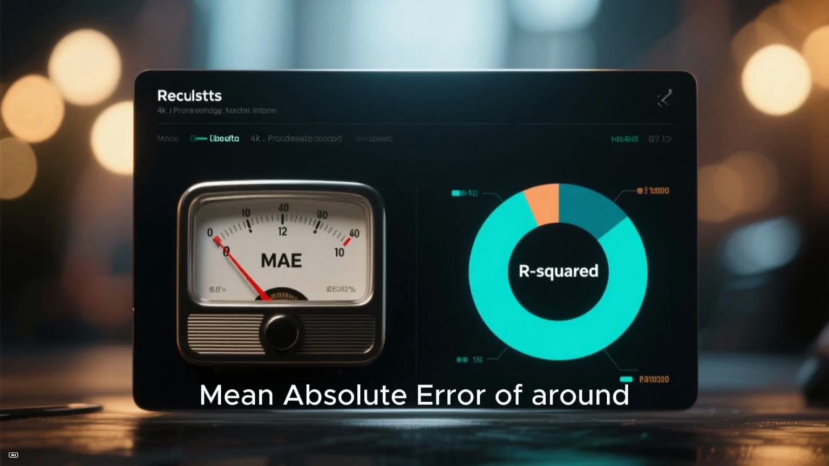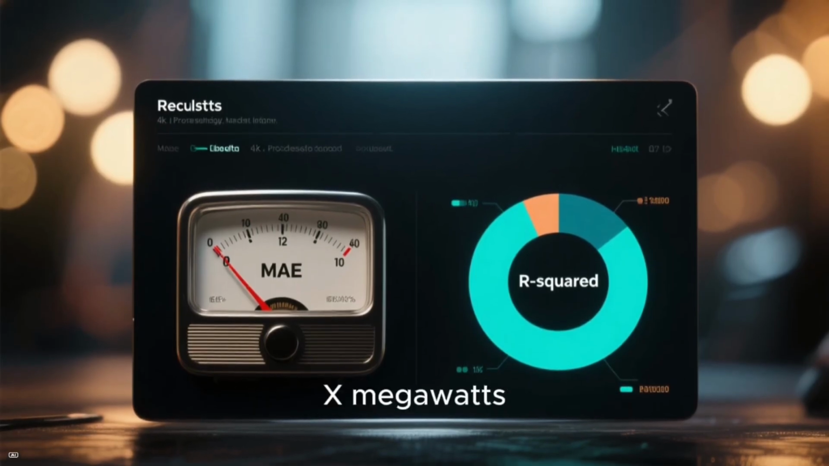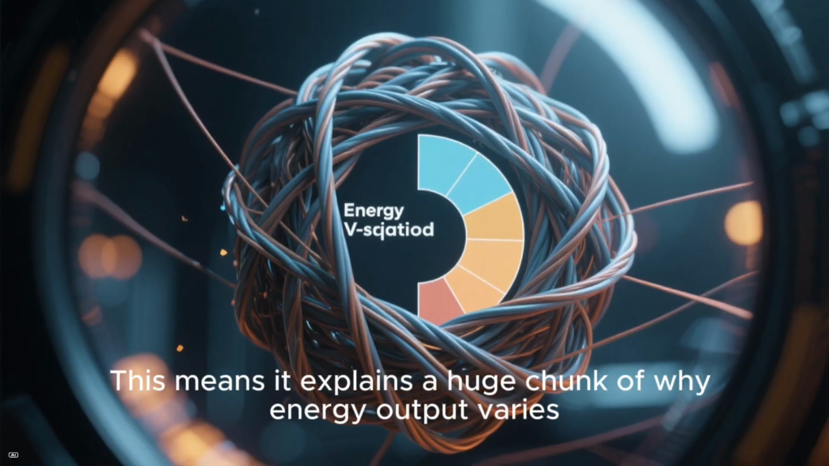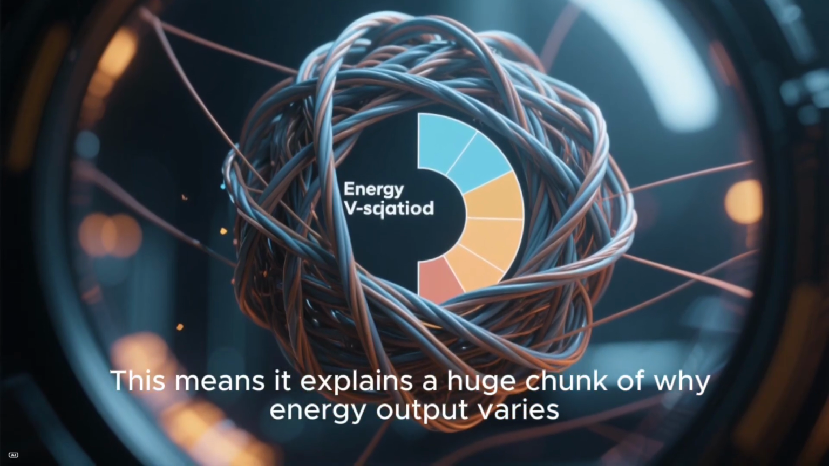The results: our model had a mean absolute error of around X megawatts, which is pretty accurate, and an R-squared value of X. This means it explains a huge chunk of why energy output varies.